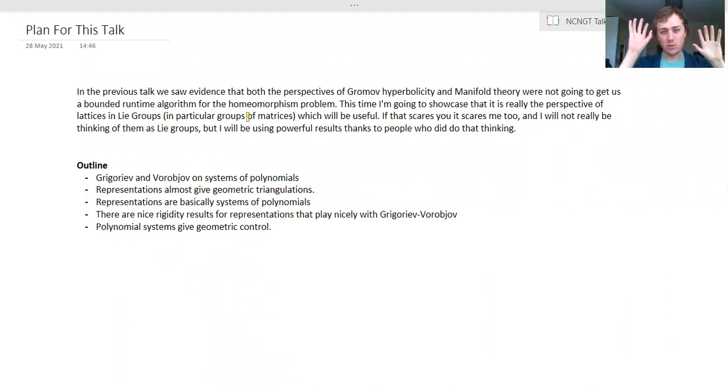So, if you're scared of Lie groups like I am, I'm a combinatorial topologist. I like triangulations. I kind of like the geometry of hyperbolic manifolds, but Lie groups scare me, and we're really going to be using tools that come from Lie groups without having to fully understand the Lie group theory that goes into them. So don't be scared off if you're scared of Lie groups, and I'm sorry if you're not. We're not going to be talking too much about Lie groups.